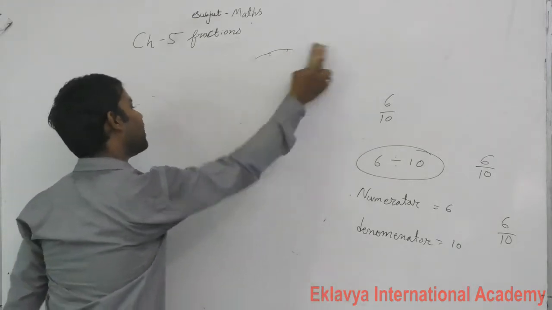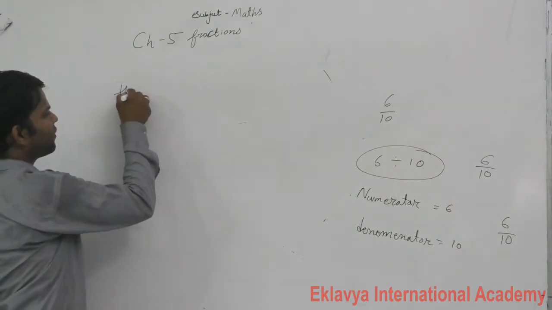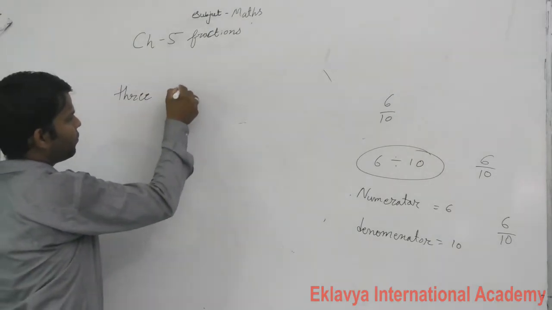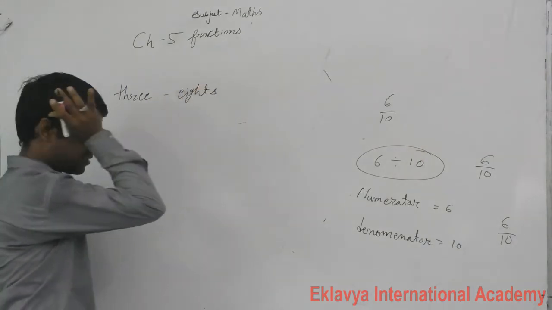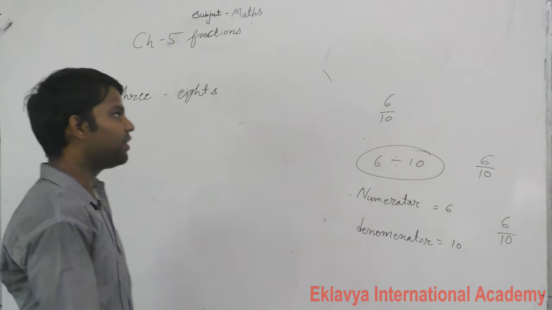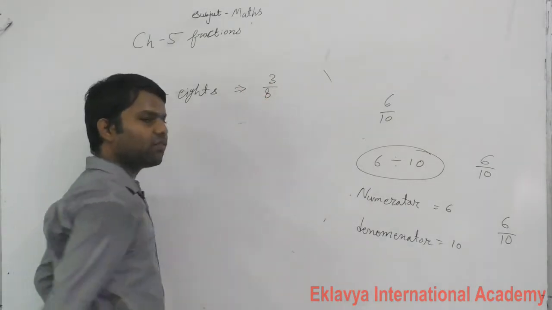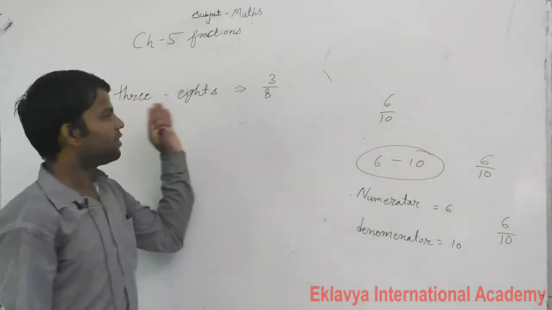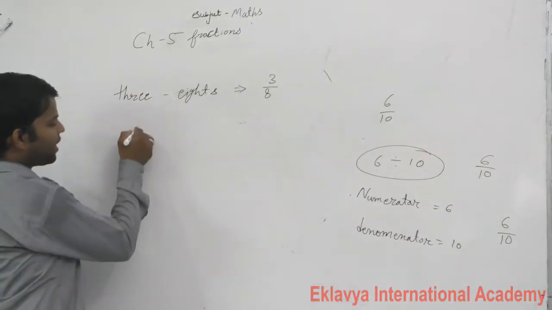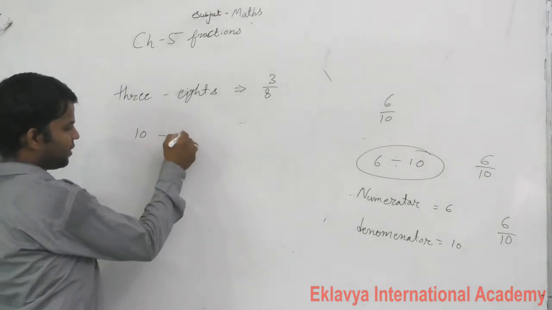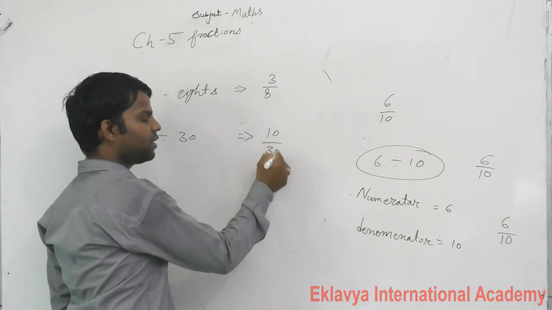Some fractions are written in words like 3 of 8. 3 of 8 means 3 out of 8. So if a fraction is written in words in this form, we can write it in this form. If the fraction is like 10 divided by 30, we can write 10 upon 30.